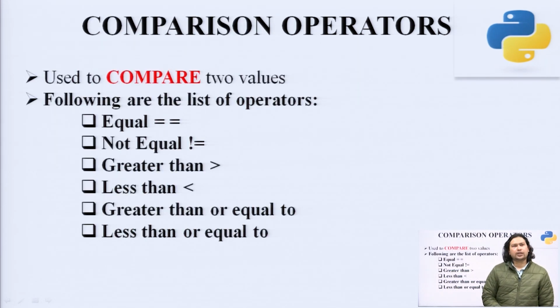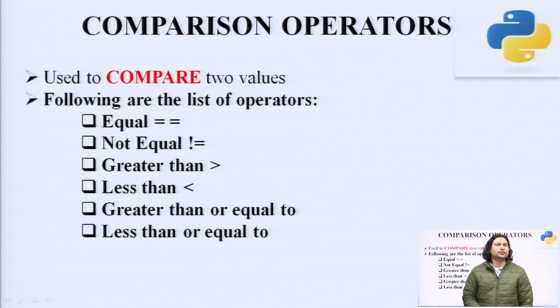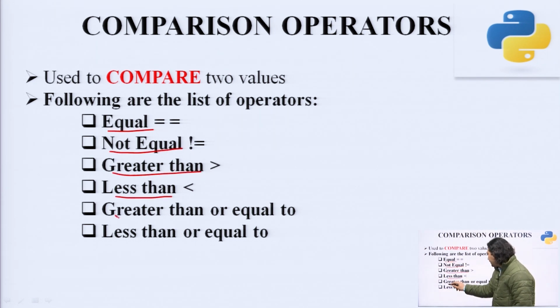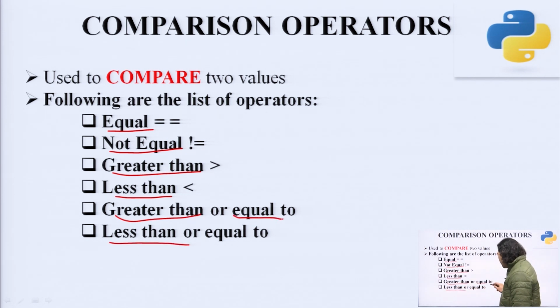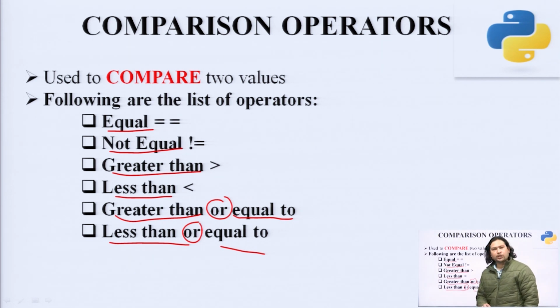Now, we are going to the comparison operators. As the name suggests, they are used to compare two values. So, we are comparing two values, and these are the operators. Here you can see equal, not equal, greater than, less than. The last two are combinations using this OR. Right now, I am not going to tell you what this OR operator is, since we are talking about the comparison operators. So, we will just limit ourselves to the comparison operators, which are the list of operators used to compare two values.